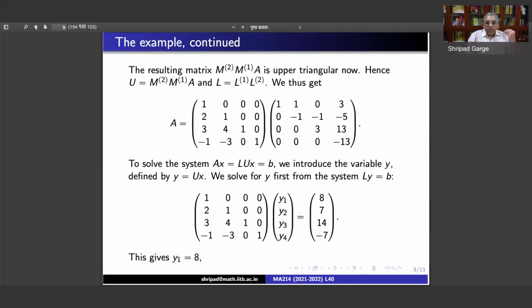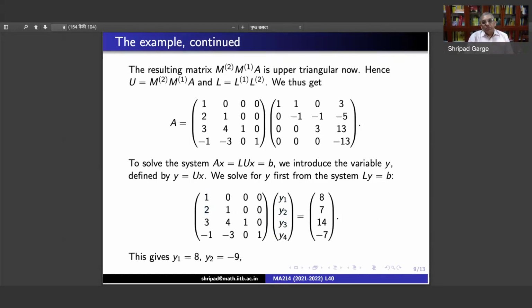y1 is 8, which comes right away from the given system, because your L is now lower triangular. Now once you have y1 equal to 8, we look at the second row, which will give 2y1 plus y2 equal to 7. So 16 plus y2 is 7. Therefore, y2 has to be -9. So now y1 is 8, y2 is -9. That will tell you that y3 is 26.